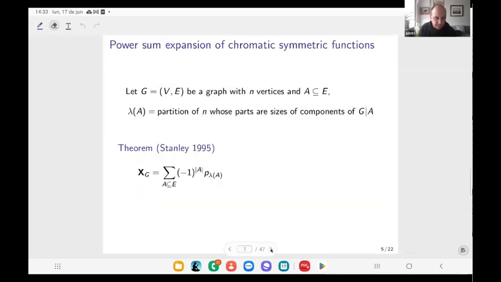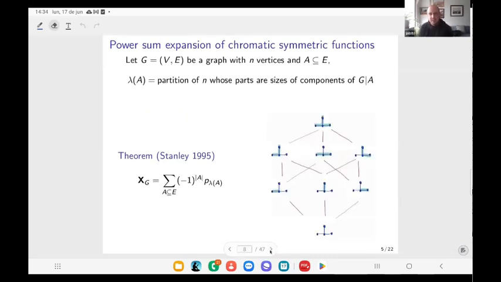In order to get an idea of what this function looks like, the basic theorem by Stanley says that you can compute the power sum expansion by this formula. You do a sum over all subsets of edges, and then you consider a partition given by the sizes of the connected components of G restricted to A.